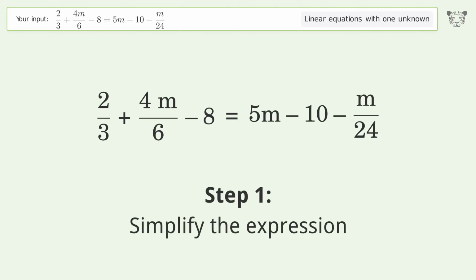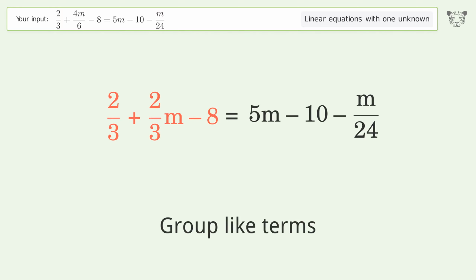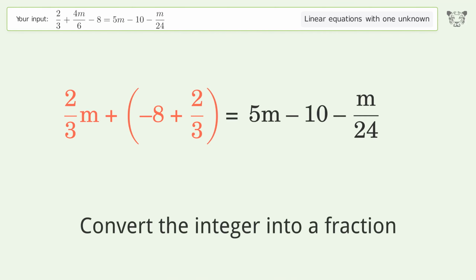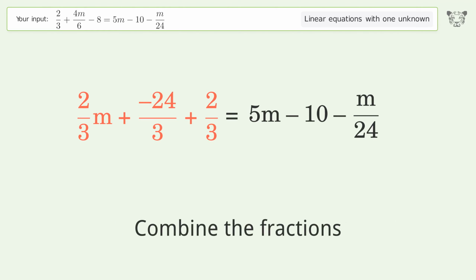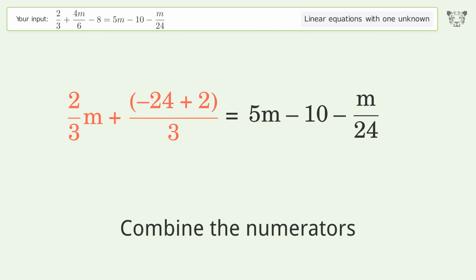Simplify the expression. Simplify the fraction. Group like terms. Convert the integer into a fraction. Combine the fractions. Combine the numerators.